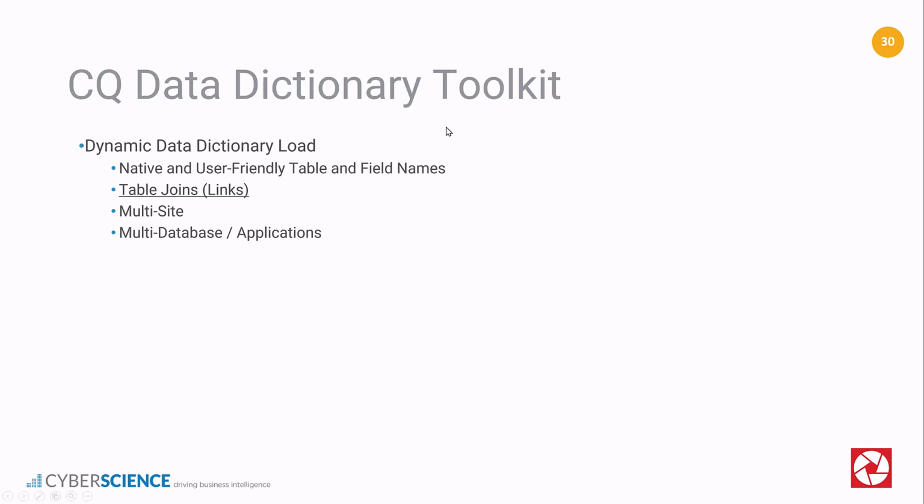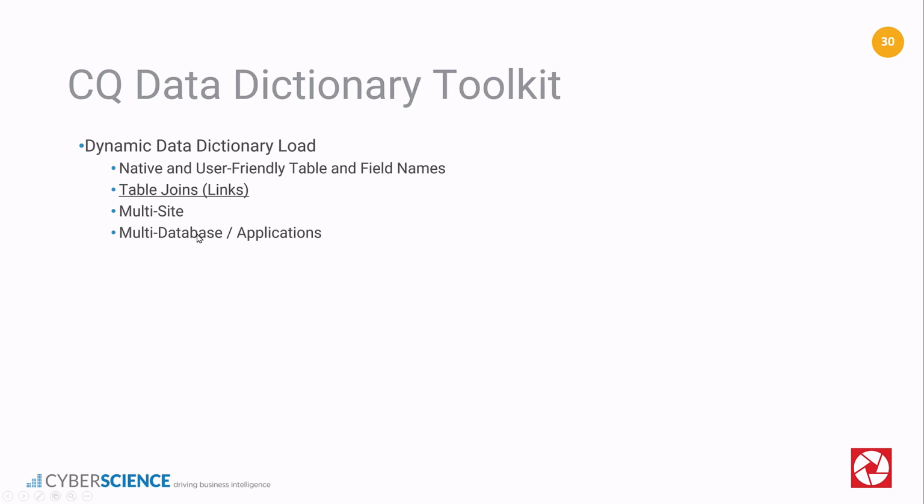So the data stays in the database, and we're just using this dictionary as a roadmap to get to that data. But it brings in both the native and the user-friendly table names and field names. Most importantly, especially for an accounting type person like me, it brings in all the joins. So I just click and drag from any field. Cyberquery figures out how to write the SQL behind the scenes to go out and grab that data out of Visual. The system can handle multiple sites right out of the box.